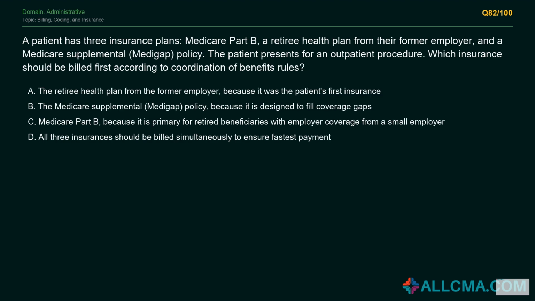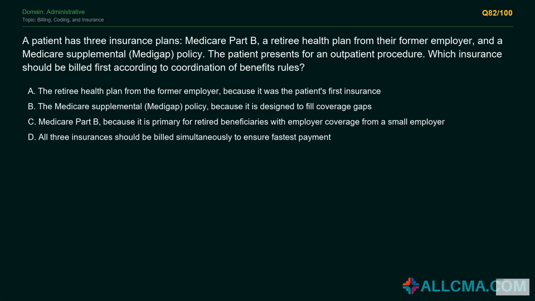Question 82. A patient has 3 insurance plans: Medicare Part B, a retiree health plan from their former employer, and a Medicare supplemental, Medigap, policy. The patient presents for an outpatient procedure. Which insurance should be billed first according to coordination of benefits rules?